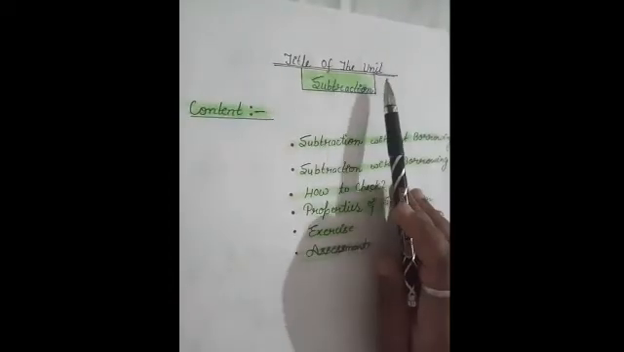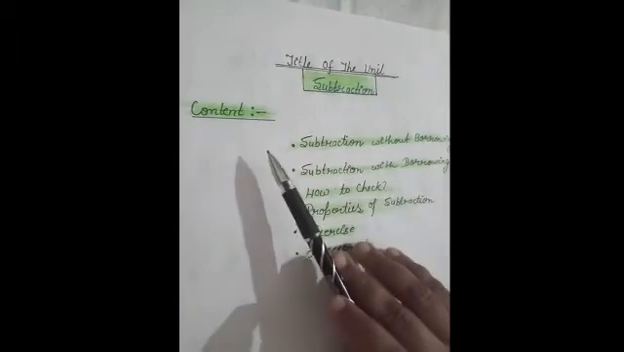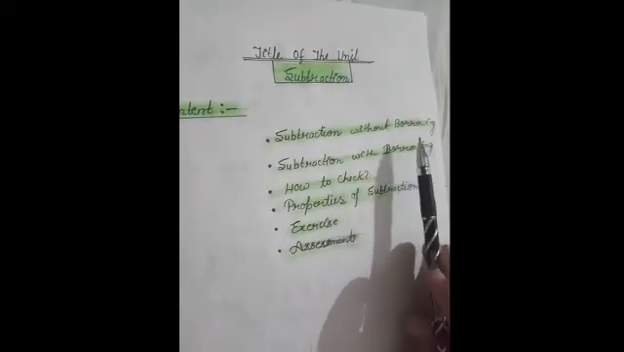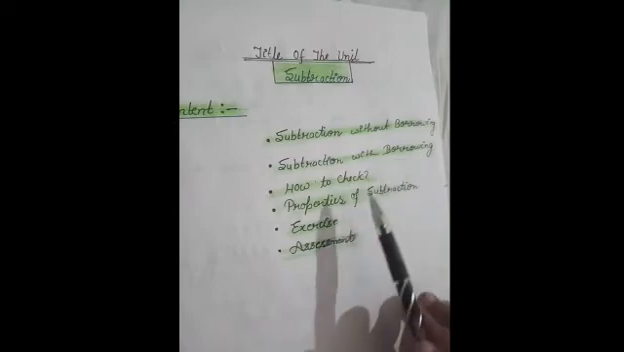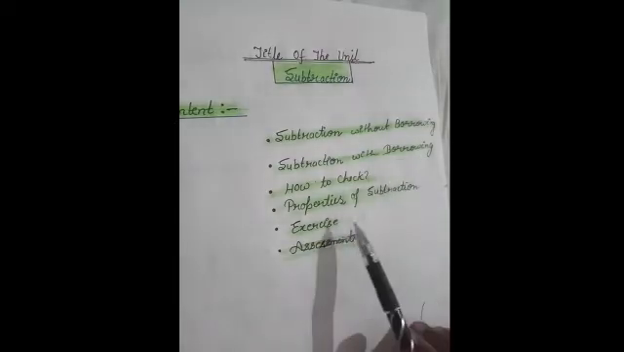Today we are going to discuss our next chapter in maths for class 3rd, which is subtraction. But before moving towards the chapter, let's have a quick review of its content as shown here. Title of the unit: Subtraction. Content: Subtraction without borrowing, subtraction with borrowing. How to check? Properties of subtraction.